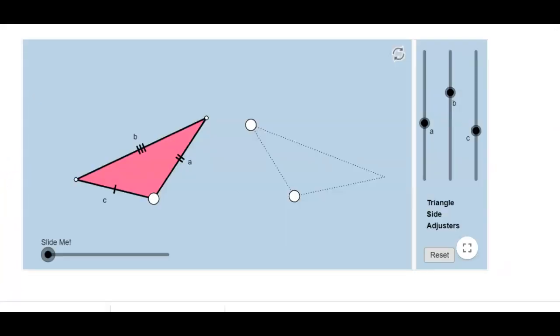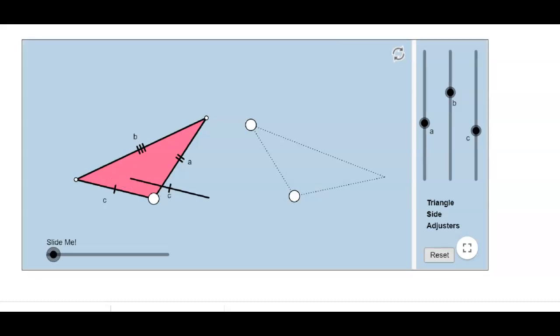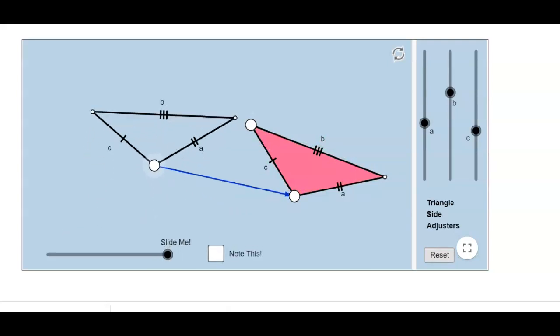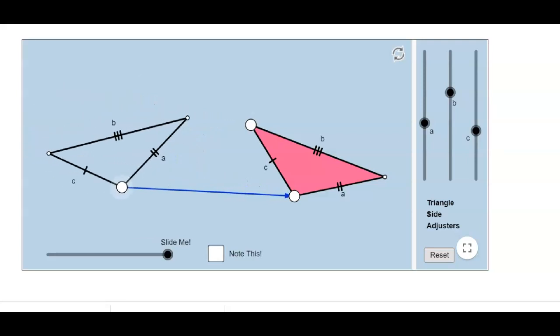So let's take a look at this visually. On the left-hand side, we have a triangle with sides A, B, and C. You can see the different tick marks. I'm going to grab this slider and slide side C, then side A, and then side B. And if you notice, these two triangles are congruent. So the main idea here is no matter what, if I give you three sides of a triangle, you will always make congruent triangles.